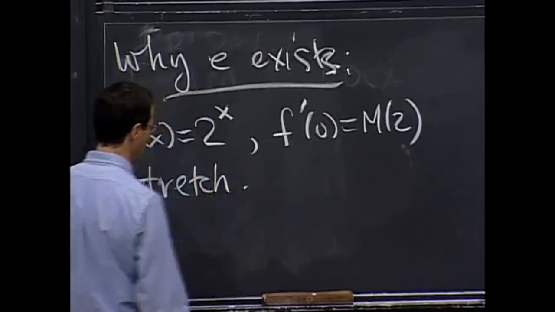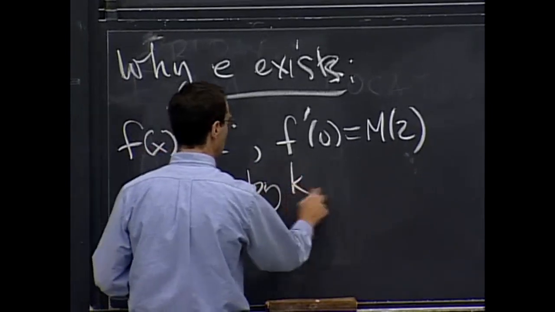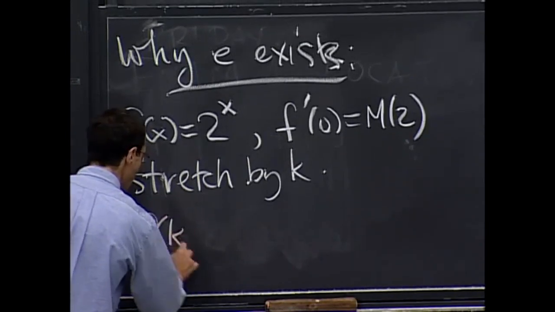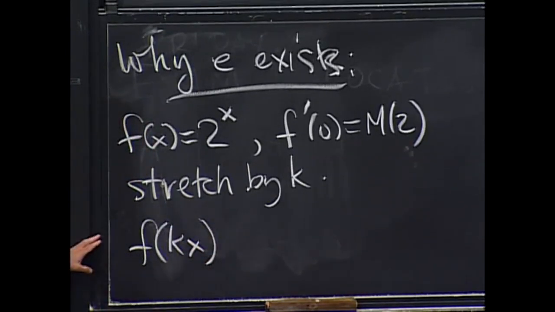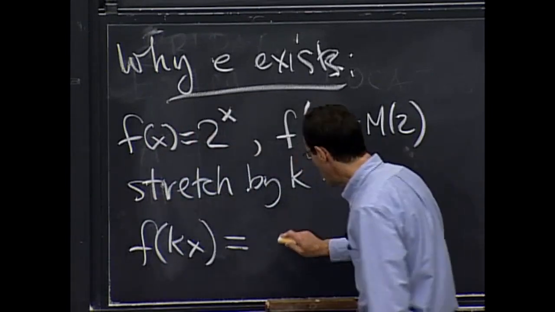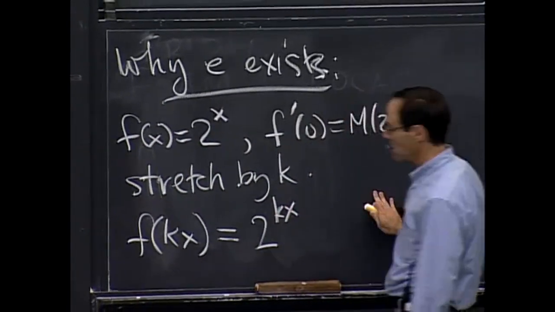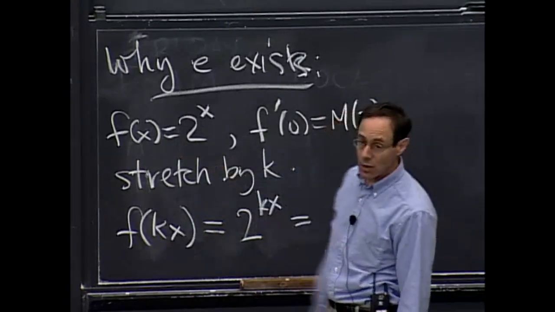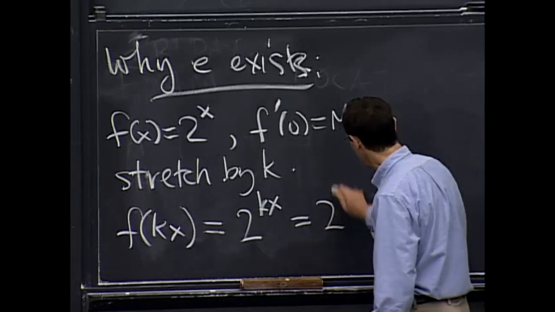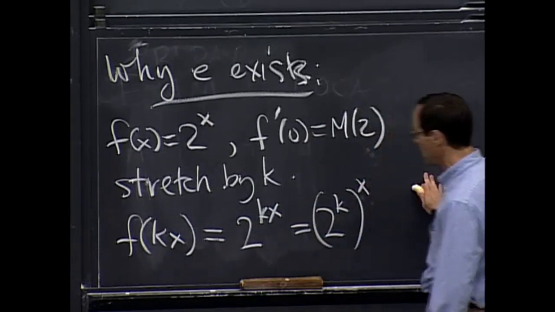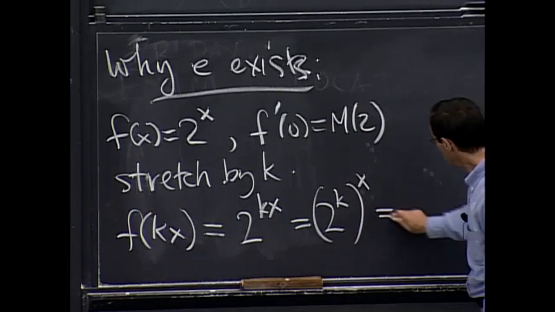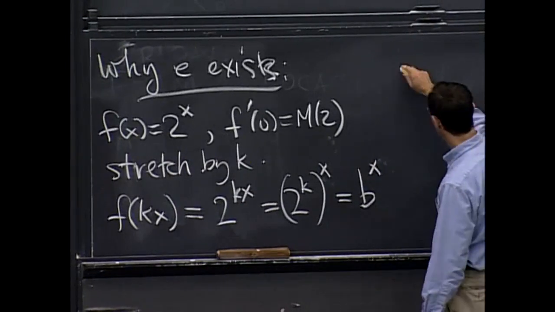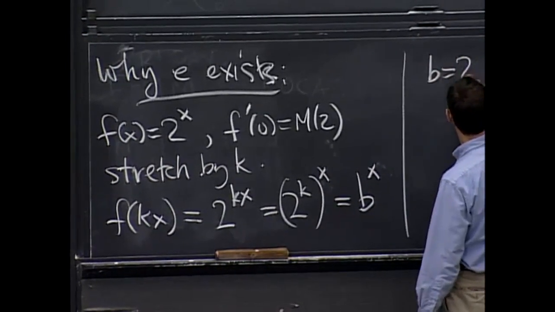We're going to stretch this function by a factor k, any number k. So what we're going to consider is f of kx. Now, if you do that, that's the same as 2 to the kx, right? But now, if I use the second law of exponents that I have over there, that's the same thing as 2 to the k, to the power x, which is the same thing as some base b to the x, where, let's just write that down over here, b is 2 to the k.